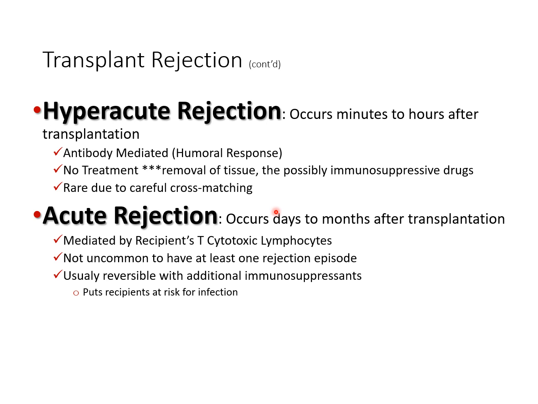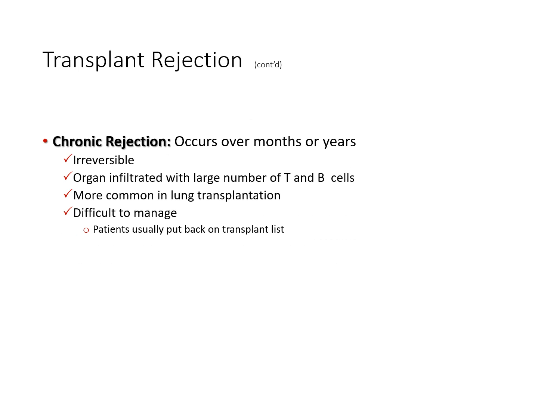And for all of these, we're going to talk about hyperacute, acute rejection, and then chronic rejection. I'm not expecting you to memorize these. Just know that they're out there, but have a sense of what may be happening in each one of them. For the acute rejection, apparently it can happen days to months after transplantation. And here specifically, it's the T cytotoxic lymphocytes that are involved. It can be reversible with additional immunosuppressants. But of course, your patient is going to be at risk for infection.